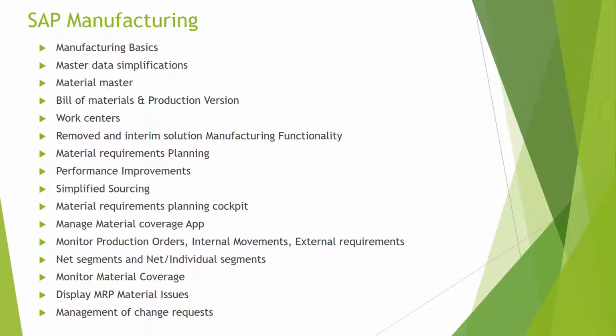And monitor material coverage. With this SAP Fiori app, you can monitor all the materials in the selected area of responsibility. You can specify the shortage definition to determine which of the materials have shortages. You can use the default filter time horizon shortage to check the coverage of materials within the specific time frame. Okay. And the display MRP material issues. Okay.